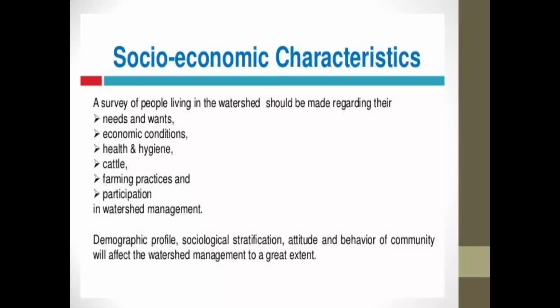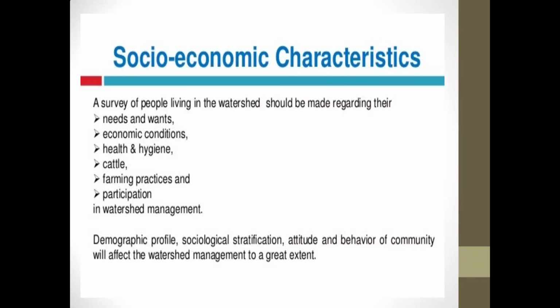Then again we have to discuss some socio-economic characteristics, which also affect watershed management. A survey of people living in the watershed should be made regarding their needs and wants, economic condition, health and hygiene, cattle, different farming practices and participation in the watershed management program. That means the survey can be made according to different characteristics: first the needs and wants of the people, then their economic condition, then health and hygienic condition, then livestock, that means cattle health, then different farming practices as well as the participation of people in the watershed management program.